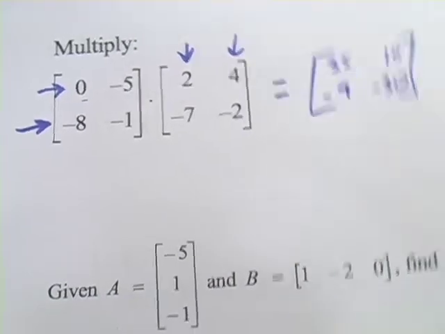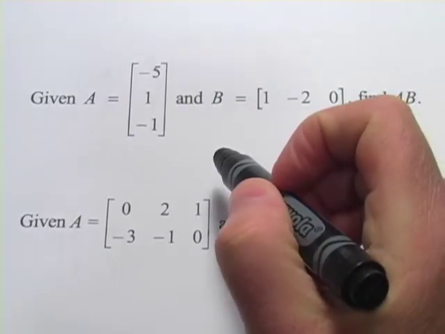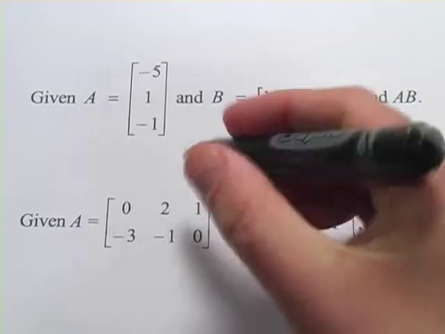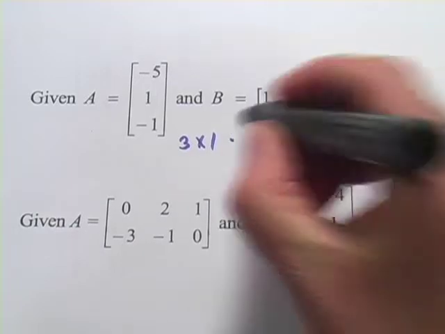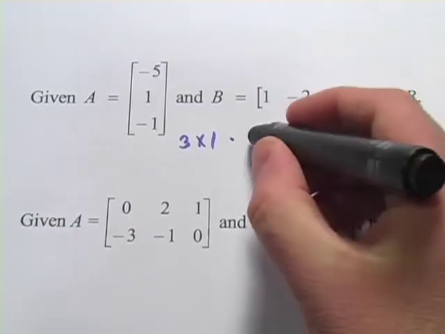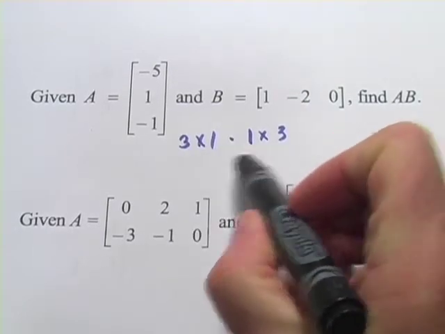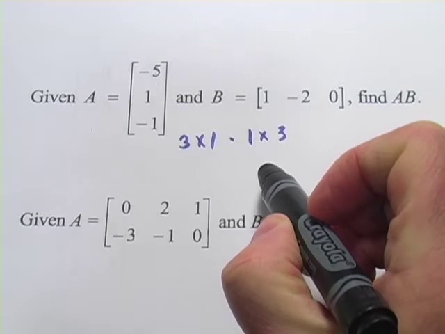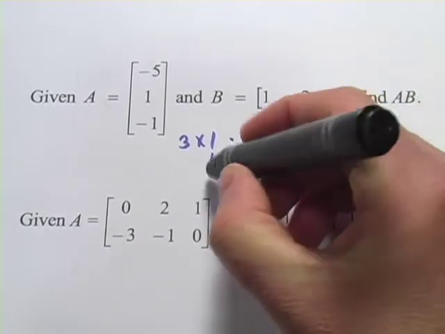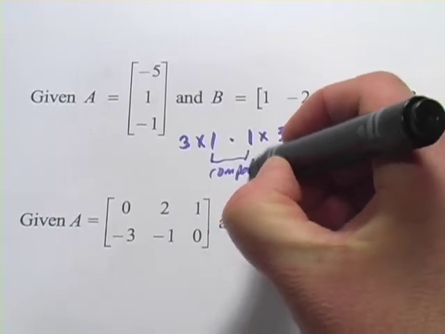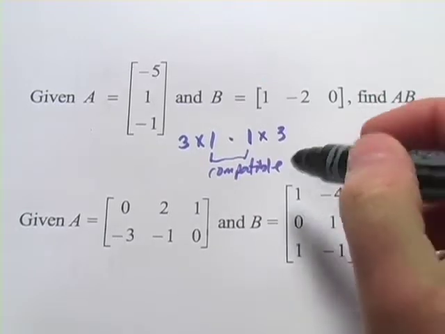Let's look at another one. This one's a little bit different because the matrices are different dimensions. So this first one has 3 rows and 1 column. So we say it's a 3x1. And the one we're trying to multiply it by has 1 row and 3 columns. So if you line up the dimensions of the two matrices that you're trying to multiply like this, and look at the inside dimensions and compare them, if they're the same, then they're compatible. You can multiply them. The ones are the same, so these two matrices can be multiplied.